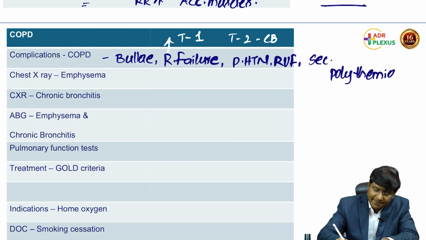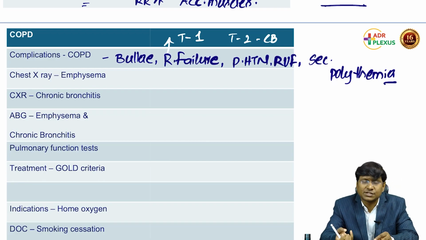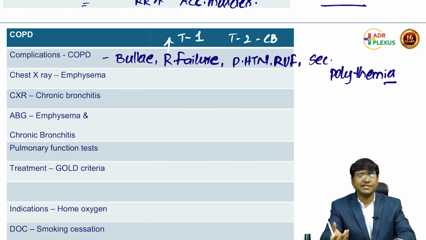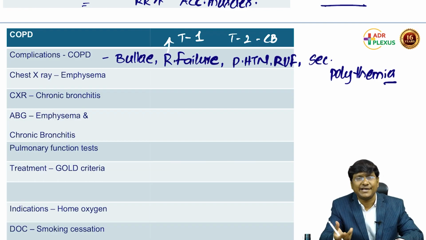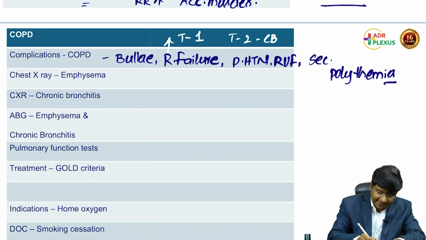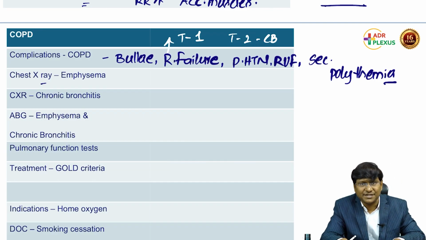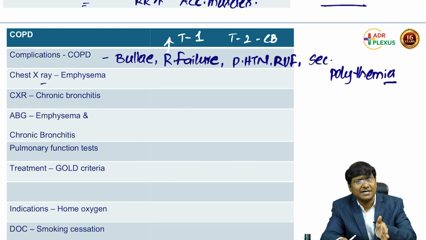That is because hypoxia is the important stimulus for erythropoietin production, and the erythropoietin which is being produced in increased quantity is the one which will cause an increase in the production of RBCs, resulting in secondary polycythemia. Now let's take the workup in patients with COPD, emphysema, chest x-ray.